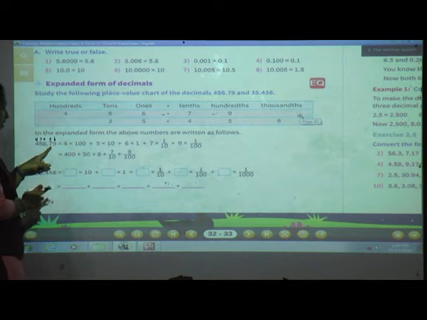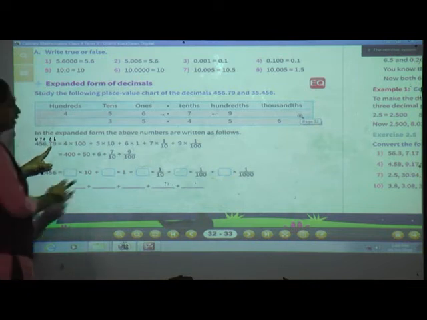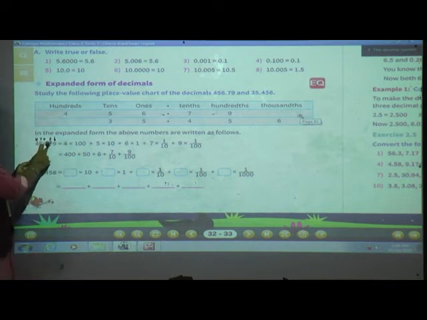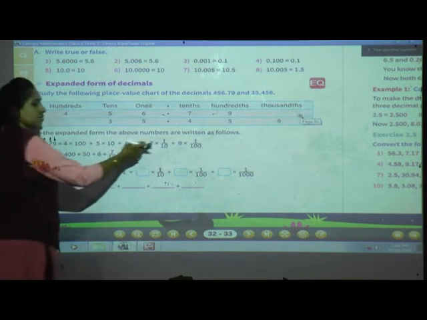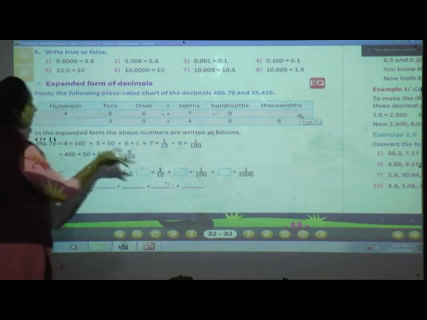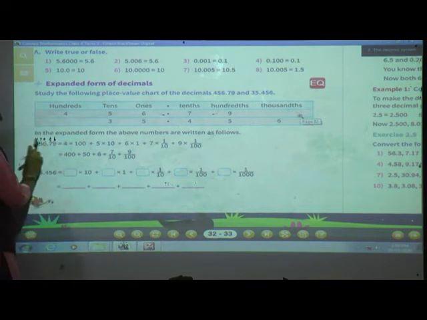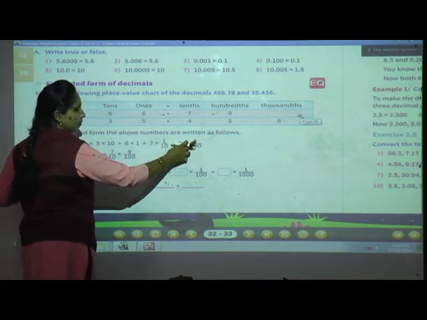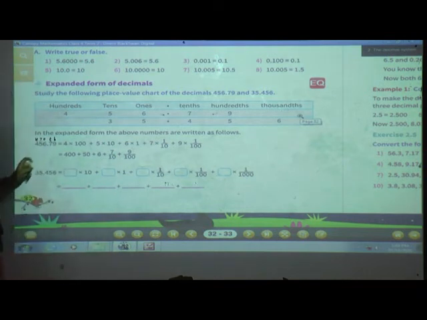Now after the decimal point, how do you have to write? 7 multiplied by tenths. Tenths means 1 upon 10. Plus 9 hundredths, 9 multiplied by 1 upon 100. Are you getting it? So now we can multiply this.